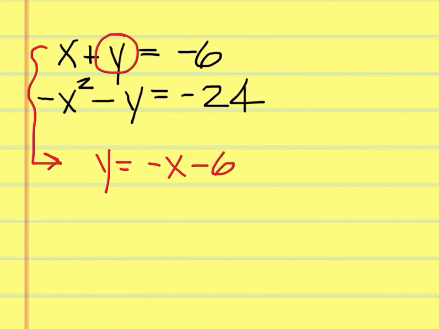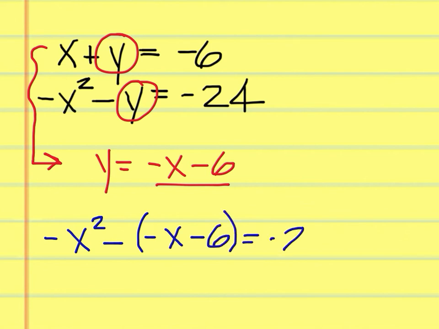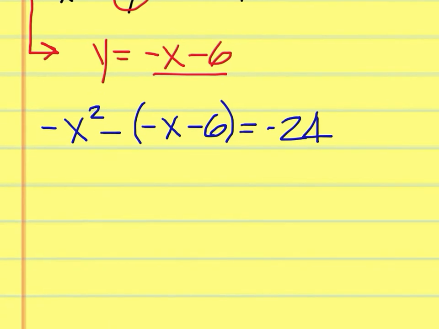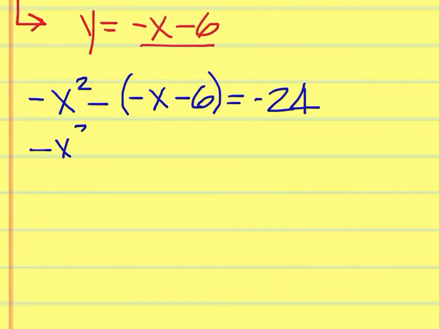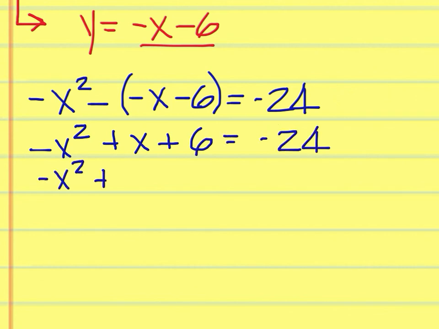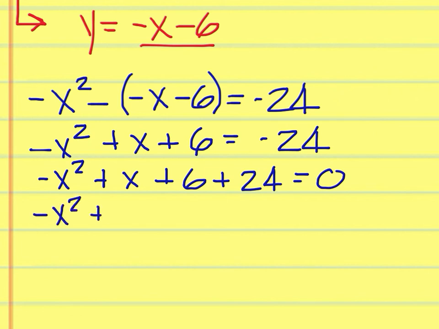And we are going to put in this expression in for this y. So that would be a negative x squared minus the quantity of negative x minus 6, and then equals a negative 24. Simplify that to get negative x squared plus x plus 6 equals a negative 24. So you have negative x squared plus x plus 6, but that minus 24 must join the left side and change operations. Simplify your constants at the end to get a plus 30.